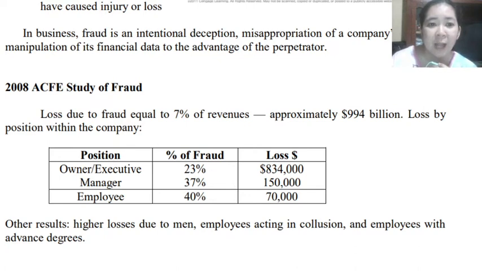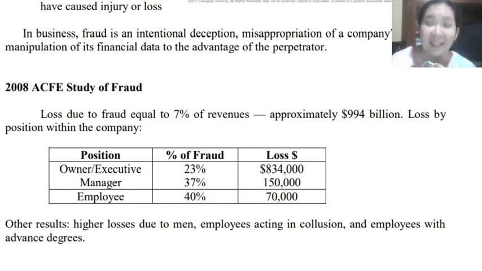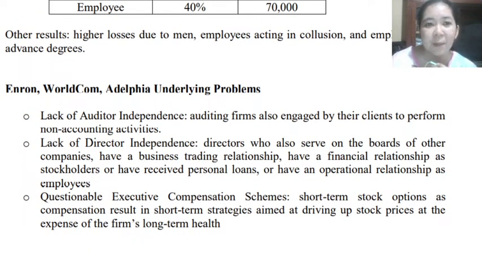So other results: higher losses due to men, employees acting in collusion, and employees with advanced degrees. Okay, so meaning there is really fraud that exists, simply because there is opportunity or pressure on this personnel, even the owner. Okay, what about Enron, WorldCom, Adelphia underlying problems? These are actually ethical dilemmas that were faced by the accountants or even the external auditors.